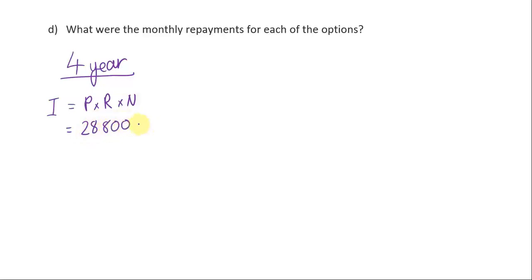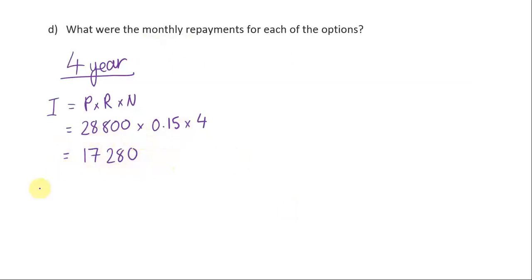28,800. We worked out that our interest rate for the 4-year loan was 15%, 0.15, times, because it's a 4-year loan, we multiply it by 4. So we have 28,800 times 15% times 4 years gives us an interest amount of $17,280. So that's the interest that was charged on the 4-year loan.